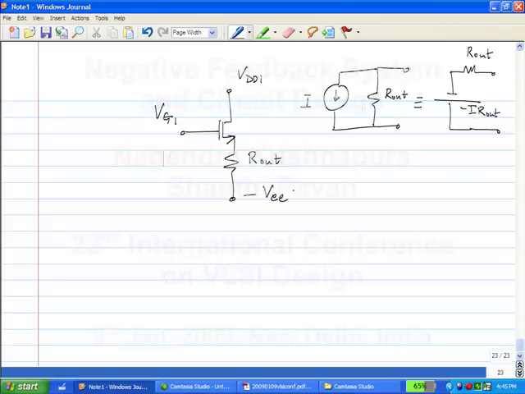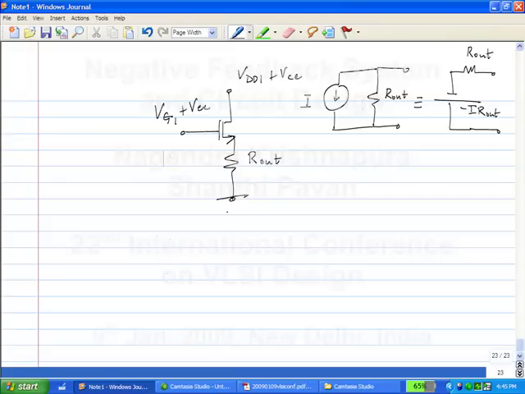You don't like negative numbers, so you add VE to everything, correct? So what happens? This goes to ground, correct? But what is the bottom line? The bottom line is that the drop across this resistor must be very small or very large.